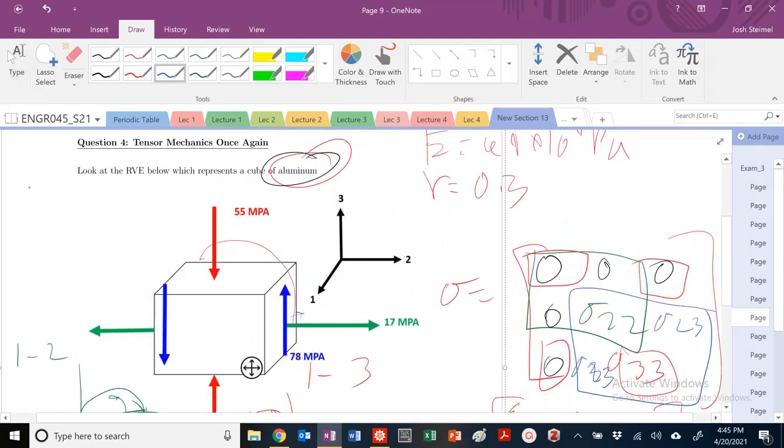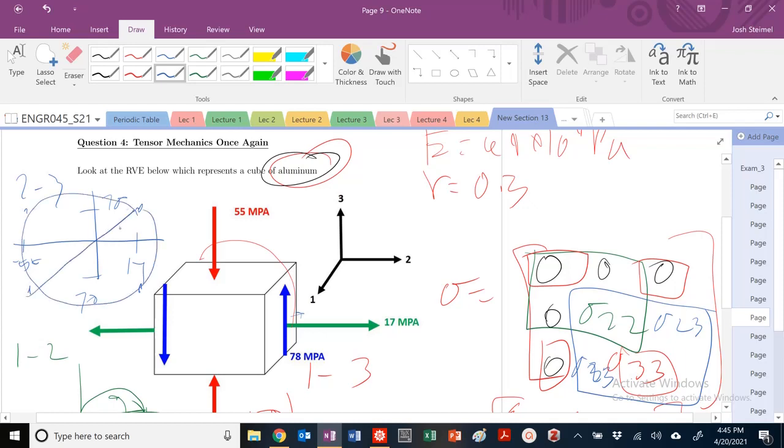So if I'm looking at my 2-3, I'm looking at my stress state. Actually, let me draw it a little bit differently, like this. So I've got minus 55. I've got my 2-2, which is 17, and then I've got basically 78, 78. So I've got points here, here, here, here. So I draw my circle.